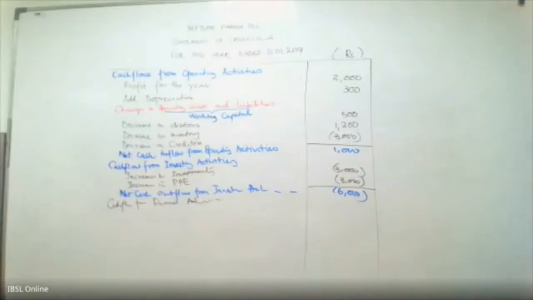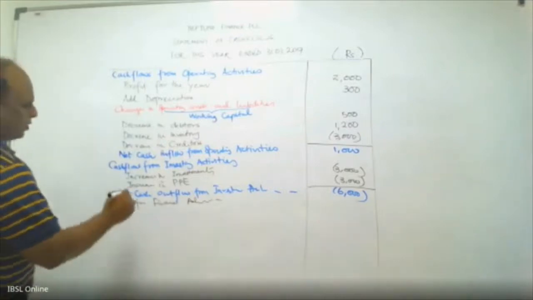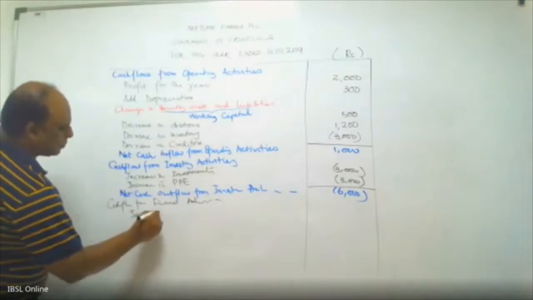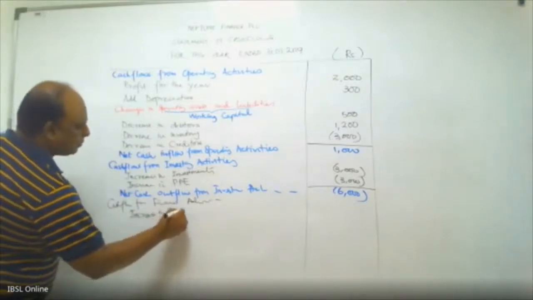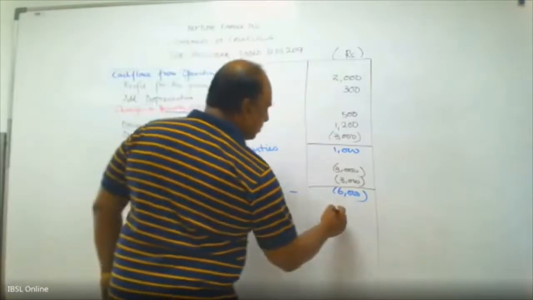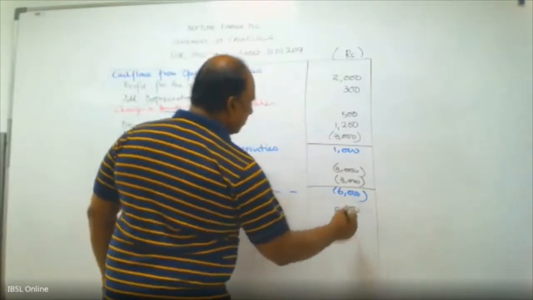So there is a cash inflow. So let's say increase in capital. How much is that? 6,000. Now last year 4,000 means I have 2,000.